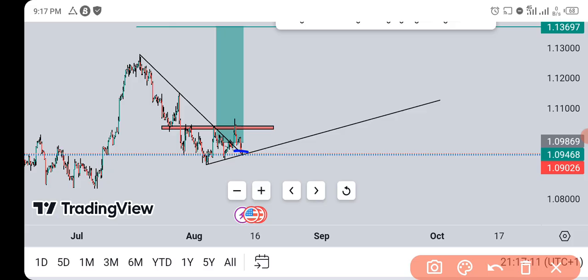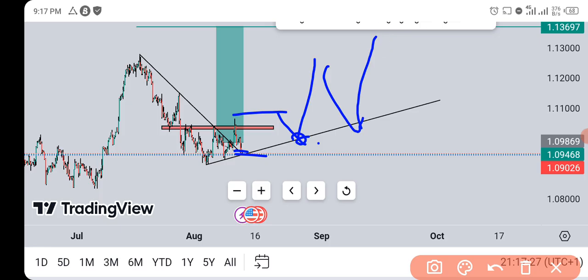Then maybe I'll buy something like here, take profit here, wait for another test of this trend line, buy again, the market moves up, wait for another test on the trend line, buy again, the market moves up. It's as simple as ABC.